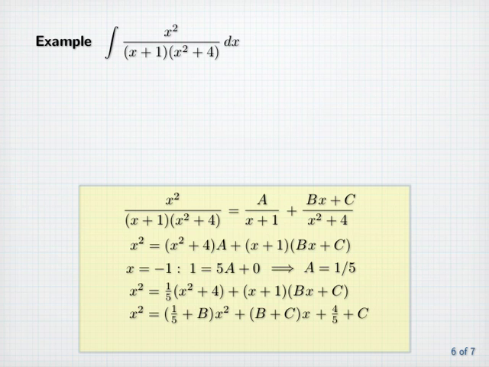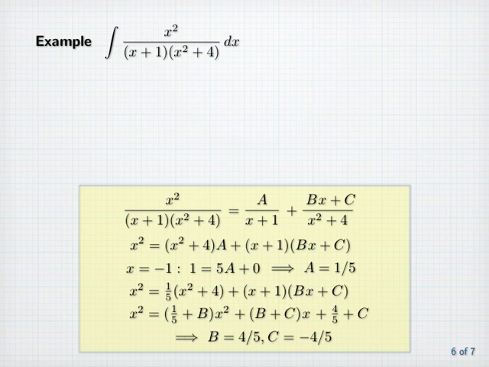Now we'll equate coefficients. The coefficient of x squared needs to be 1, so that tells us that b is 4/5. The coefficient of x must be 0, so c equals minus b, or minus 4/5. The constant term ends up being 0 automatically. So a is 1/5, b is 4/5, c is minus 4/5.